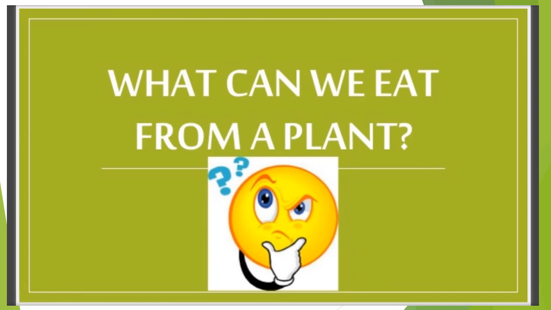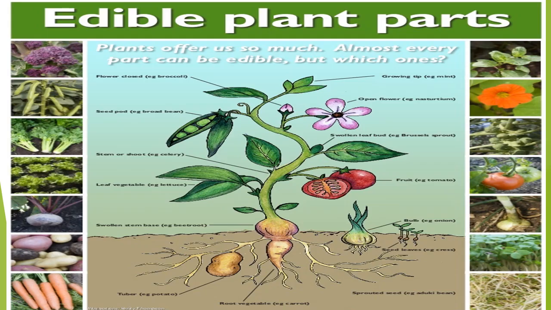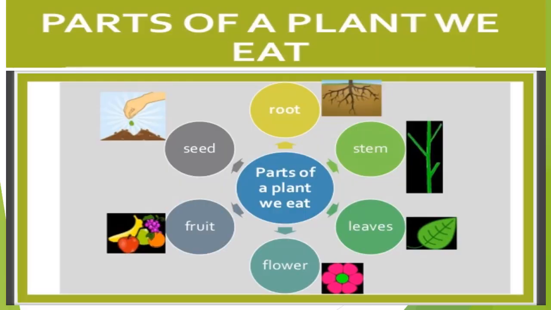Children, can you guess which part of a plant we can eat as food? Can you guess it? Children, you can see in this picture that the various parts of plants which are used as food by us are roots, stems, leaves, flowers, fruits, and seeds. We eat the roots, leaves, fruits, and seeds of some plants as food. And plants offer us so much. Almost every part can be edible. Edible means which is good and safe to eat. You can see here some parts of plants that we eat as food. Let's learn more about it.